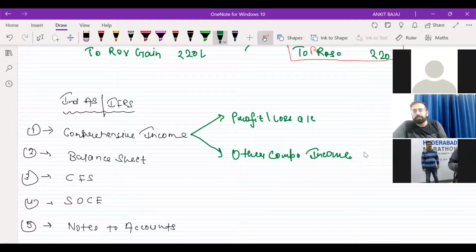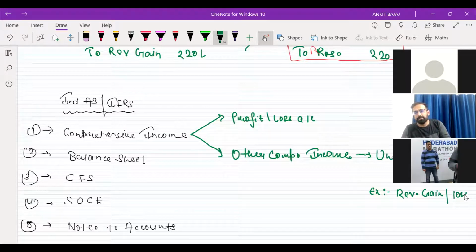But in other comprehensive income, what will we usually be doing? Usually we record unrealized gains and losses. I'm saying usually because it is not 100% correct that we will be recording only unrealized gains and losses. There are some exceptions, which we will be discussing in coming sessions, right? So usually we record unrealized gains and losses. I can give you an example. If there is any revaluation gain or loss, that will be adjusted in other comprehensive income.